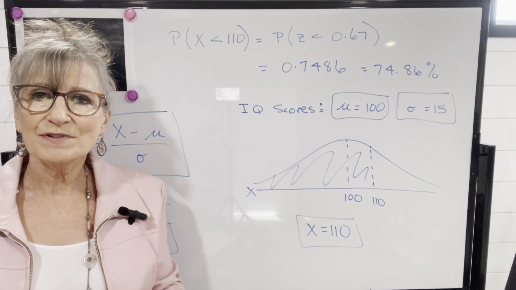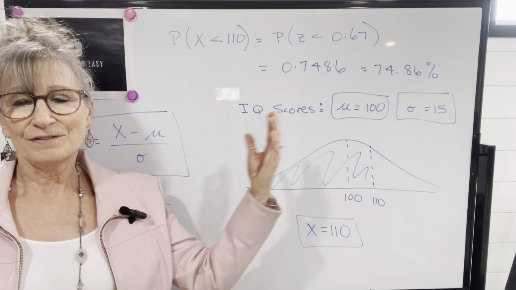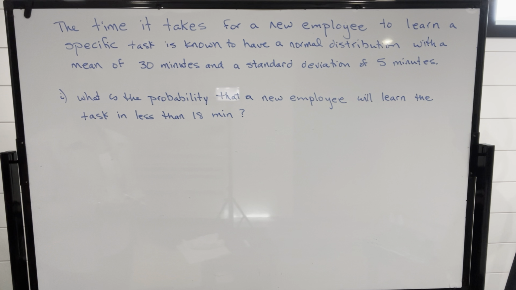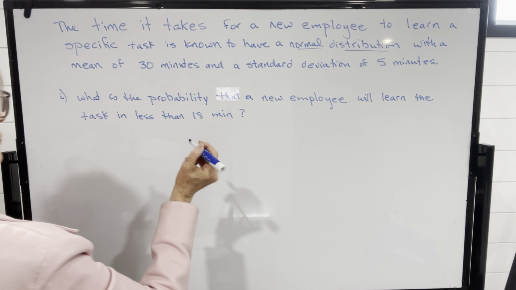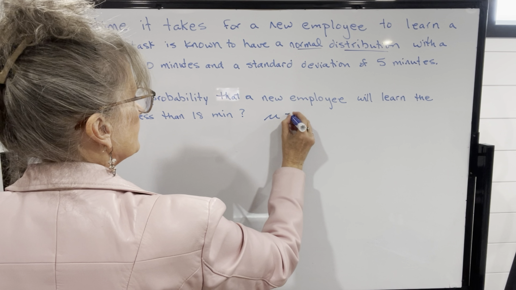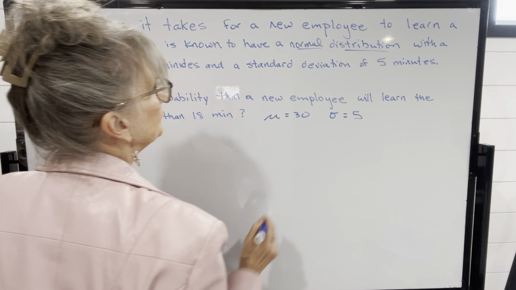Let's do some more examples of converting X scores to Z scores and then using our table to find corresponding areas. All right, we're told the time it takes for a new employee to learn a specific task is known to have a normal distribution with a mean of 30 minutes and a standard deviation of 5 minutes. So it is a normal distribution. We've got a mean of 30 minutes and a standard deviation of 5.